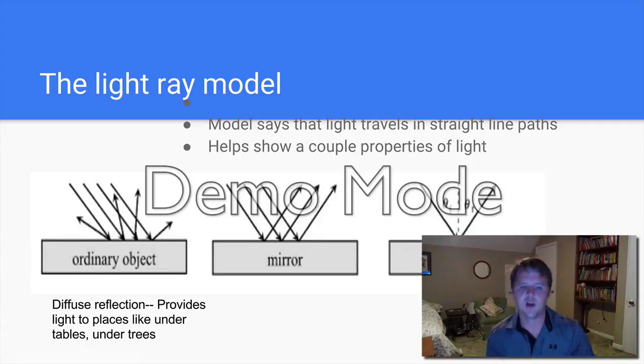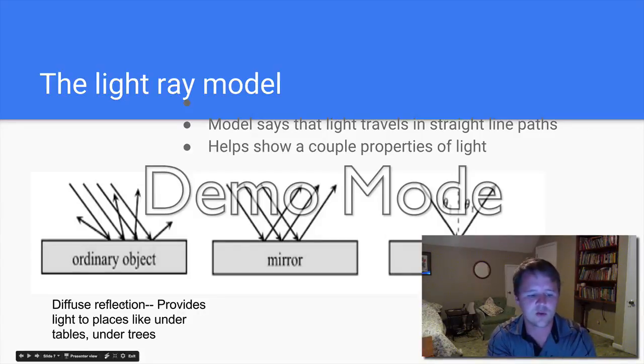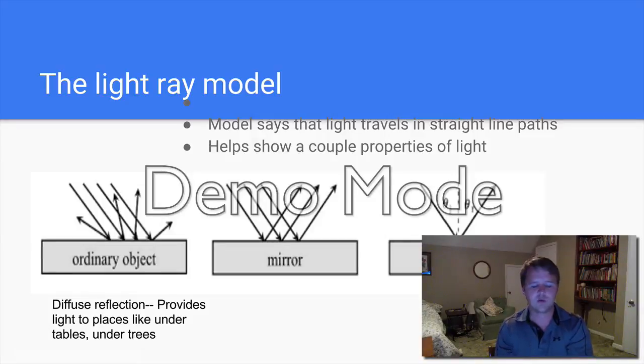And another term to learn is diffuse reflection. It provides light to places like under tables and under trees. So just remember a reflection. How does light get under a tree if the tree is blocking all the light? Well, the sunlight will hit something, reflect off, and it'll diffuse out and provide light underneath that tree.